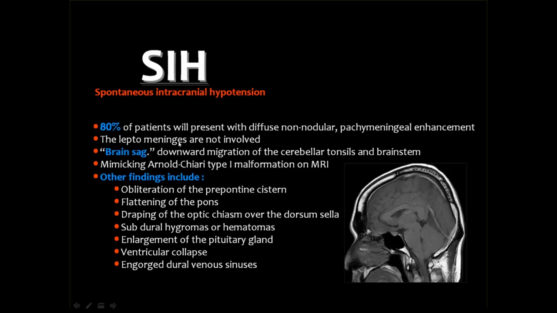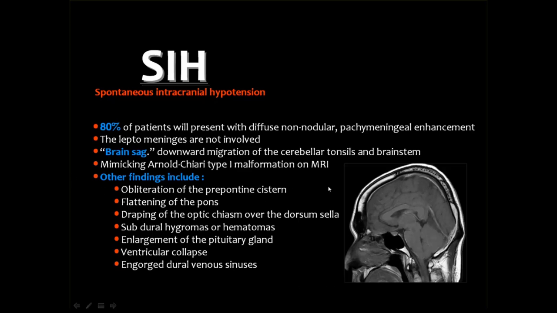80% of the patients will have diffuse nodular pachymeningeal enhancement, similar to the previously mentioned IgG4 pachymeningitis. The leptomeninges, the pia and the arachnoid, are not involved. There is brain sagging, which is almost similar to Chiari 1 malformation, and you get downward displacement of the tonsils of the cerebellum below the level of the foramen magnum.